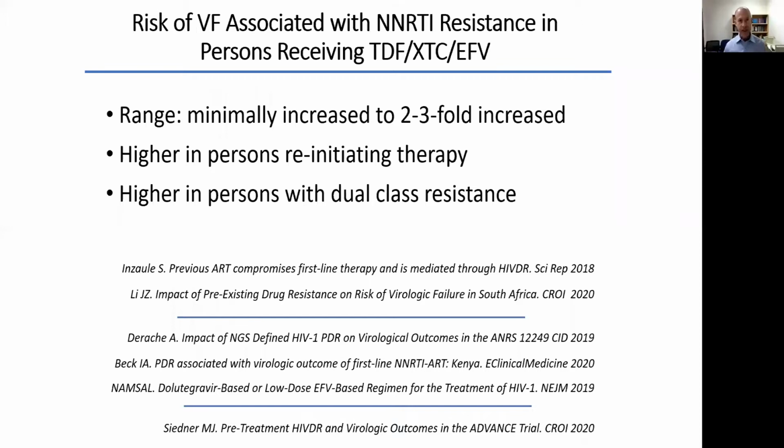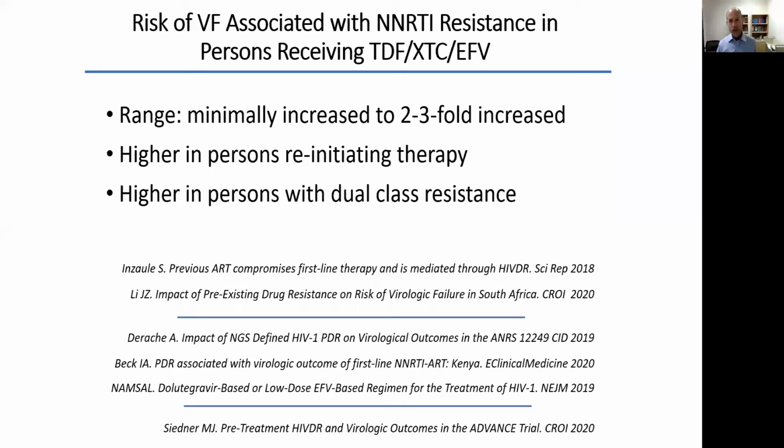So what is the clinical significance of PDR in persons beginning a tenofovir-containing NNRTI regimen? Well, the range in various studies has been between having a minimal increased risk of virological failure to having a 2 to 3-fold increased risk of virological failure. And the risk is highest in persons reinitiating therapy, in other words, those who were somewhat ART experienced, than in those who are completely ART naive. And the risk is definitely higher in those with dual NRTI and NNRTI resistance before starting therapy.